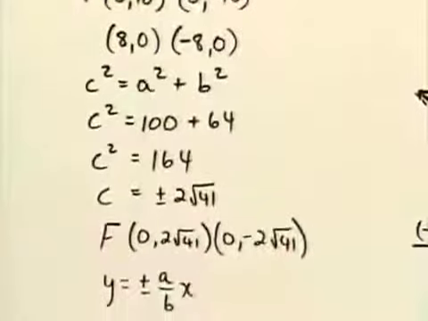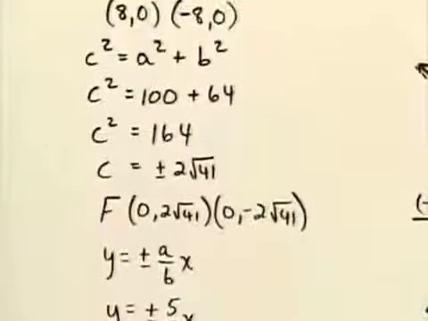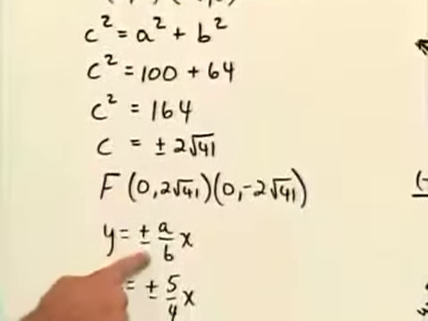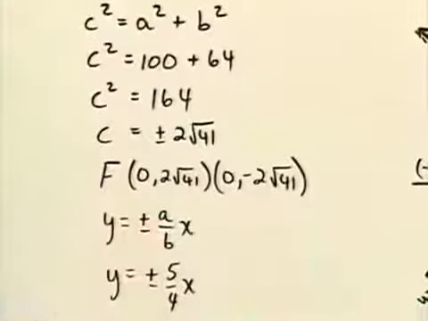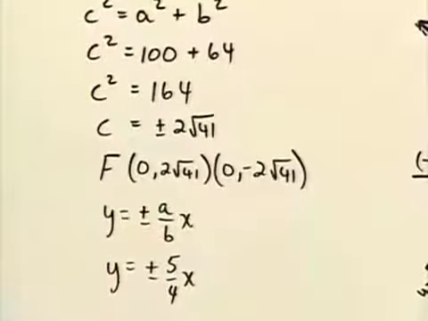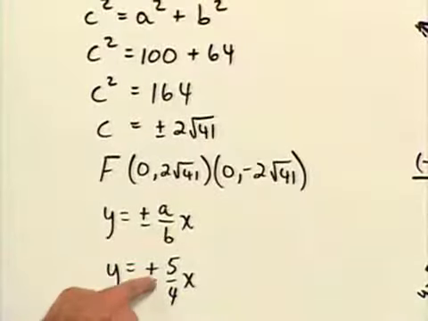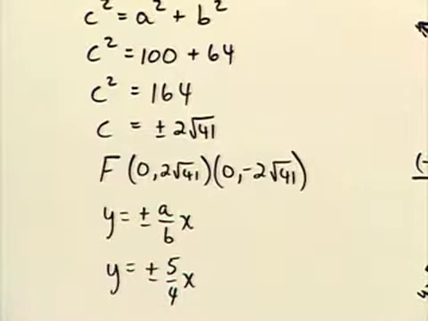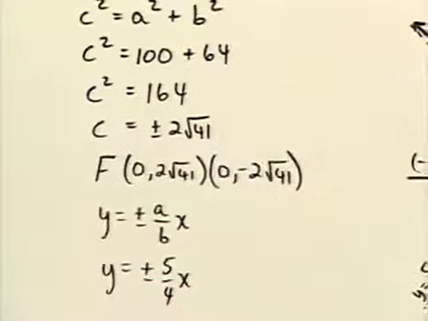Our equations for our asymptote lines will be y is equal to plus or minus a over b x. If we plug in a over b and simplify that, we get y is equal to plus or minus 5/4 x. Now plugging in all of these numbers, we will get our graph of our hyperbola.